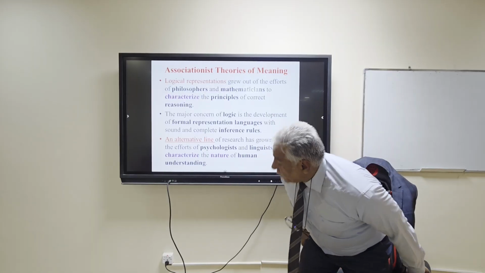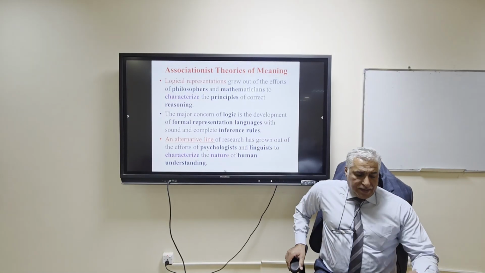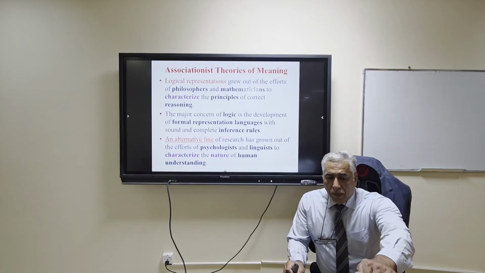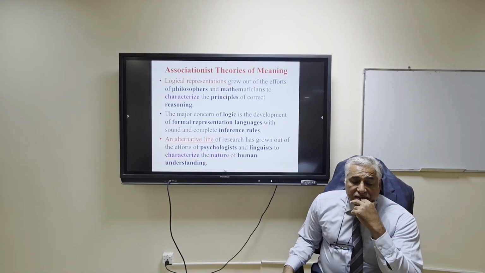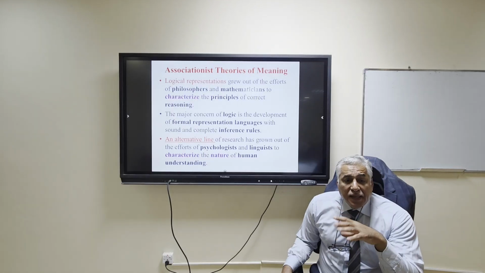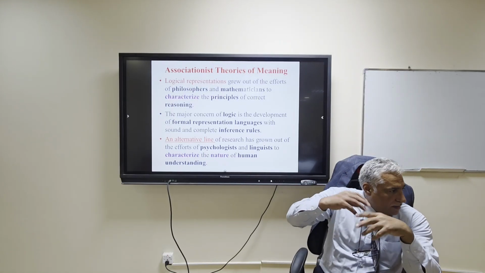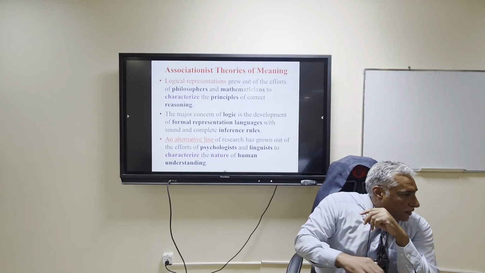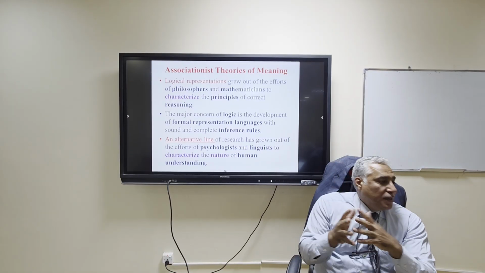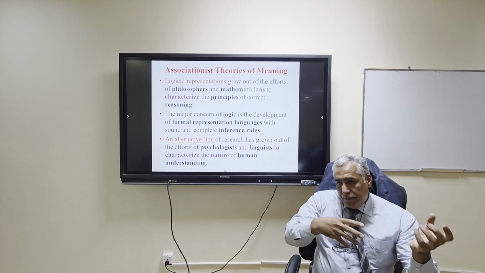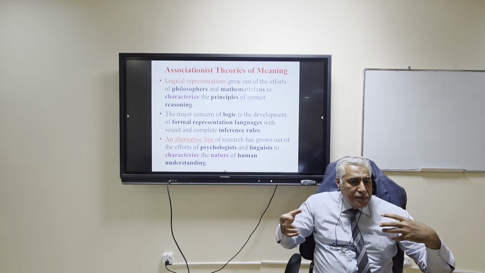Now let's continue on this chapter. Association theories. The association represents the connection between these concepts. Association is represented by the correlation or relation between the concepts in the mind.